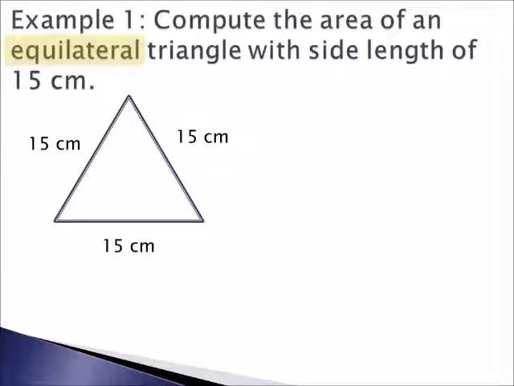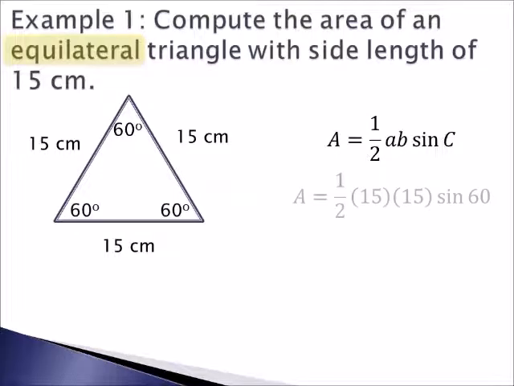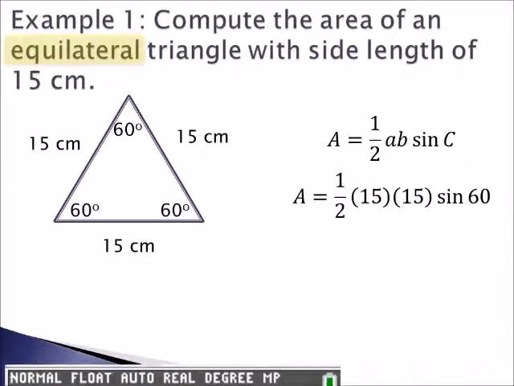In an equilateral triangle, they also have all angles equal. As you know, the sum of the angles in a triangle is equal to 180 degrees. Therefore, each angle is 60 degrees. So now let's take our formula and substitute our values. So we get area is equal to 1/2 times 15 times 15 times sine of 60.